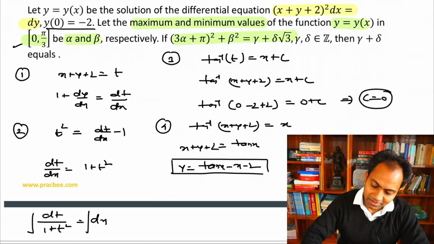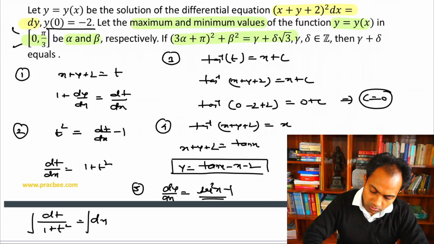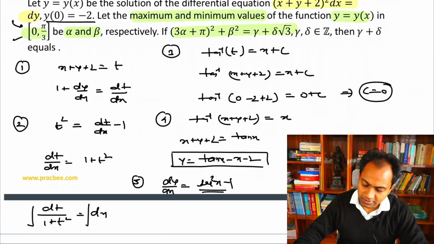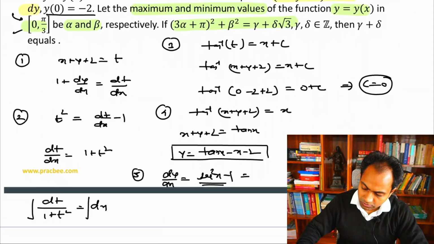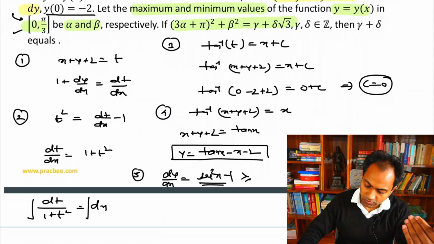So now if I find the derivative of the function in the fifth step, it comes out to be sec square x minus 1. Now this can be used to figure out the maxima and minima in this duration. So if I put it equal to 0, you can see that this function sec square x minus 1, in fact you do not need to go and put it equal to 0. The minimum value of sec square x is going to be 1. So this is always going to be greater than or equal to 0.